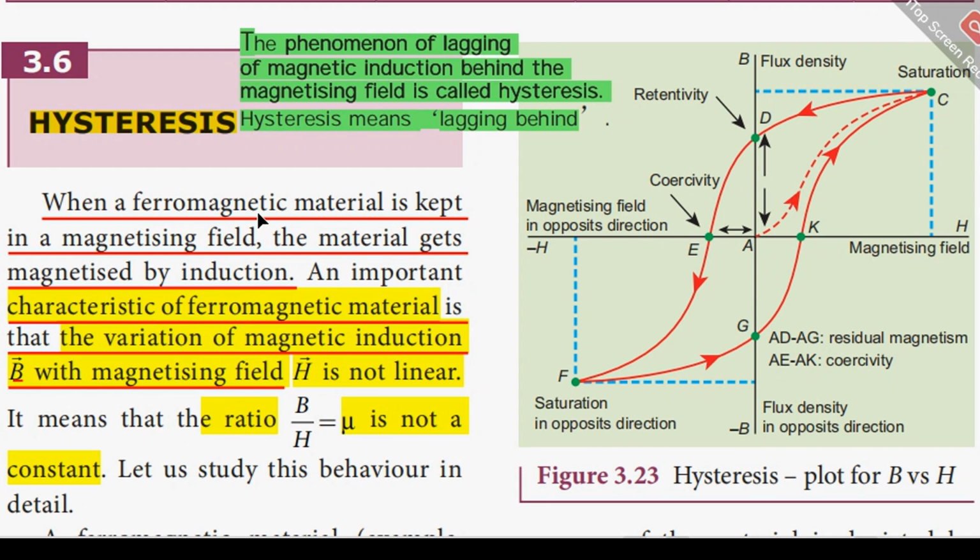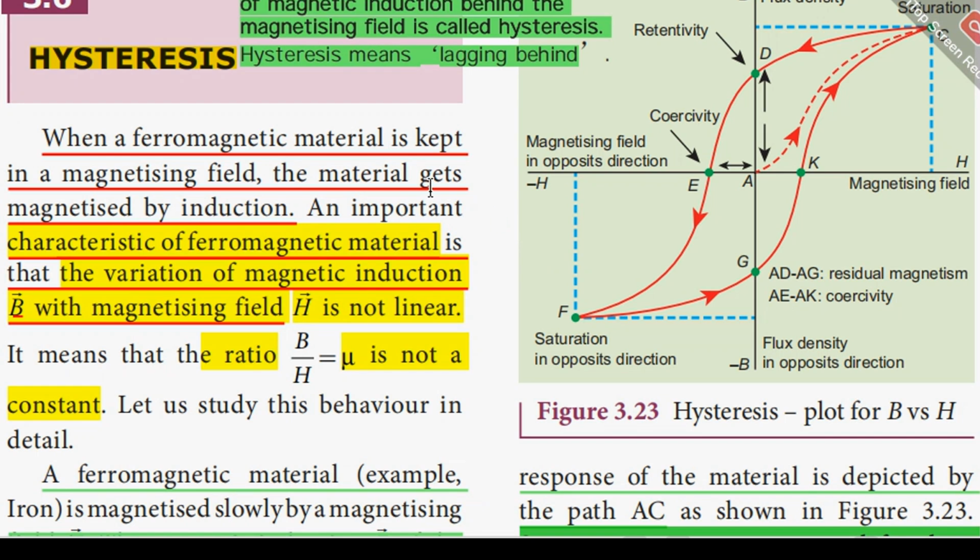Now let us study hysteresis. What is meant by hysteresis? The phenomenon of lagging of magnetic induction behind the magnetizing field is called hysteresis. Hysteresis means lagging behind. This is the hysteresis curve. Here, the magnetic induction lags behind the magnetizing field, and therefore this is called the hysteresis curve.